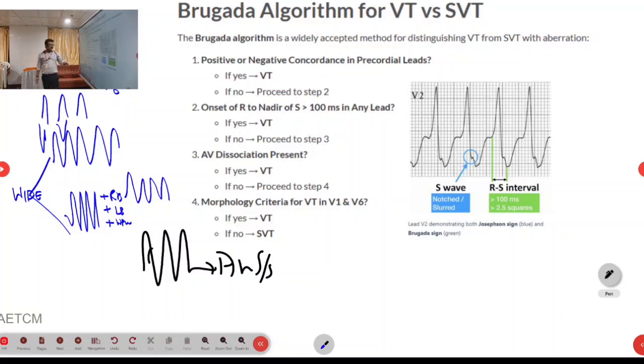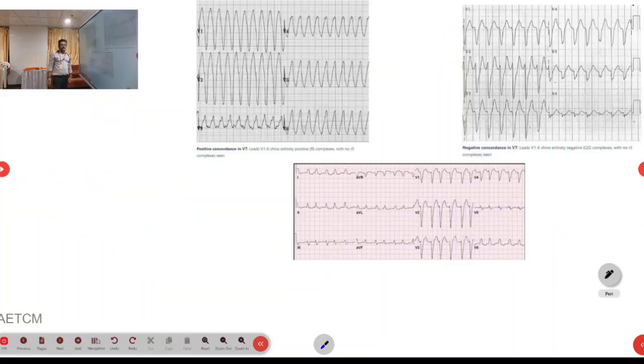That's why ACLS always says wide complex tachycardia. You treat that wide complex tachycardia, whether it is SVT with aberrancy or VT, the treatment is all the same. But if you are good in ECG, you can differentiate. If you are able to differentiate these two things, then you can even treat it like SVT. That is not an issue.